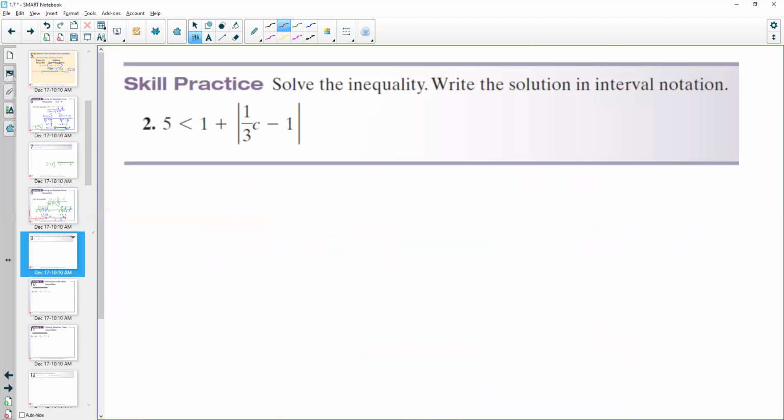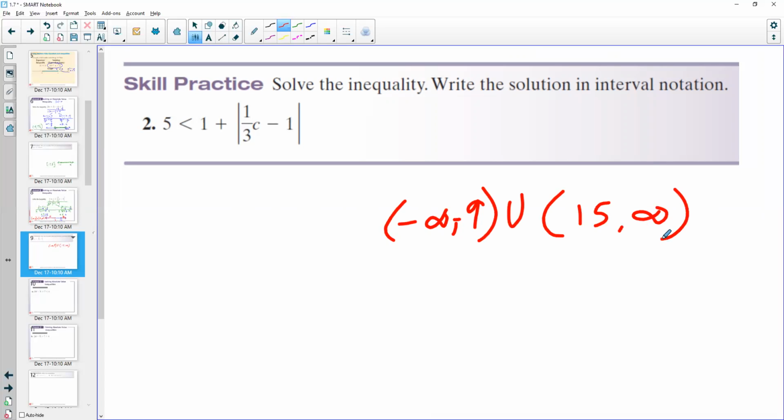For this one, your final answer should be that the absolute value of c is between negative infinity to -9, or from 15 to infinity. This is soft brackets because there's no equal sign there, and you'll be able to make the graph. This should be what your answer looks like. Okay, so let's try another.